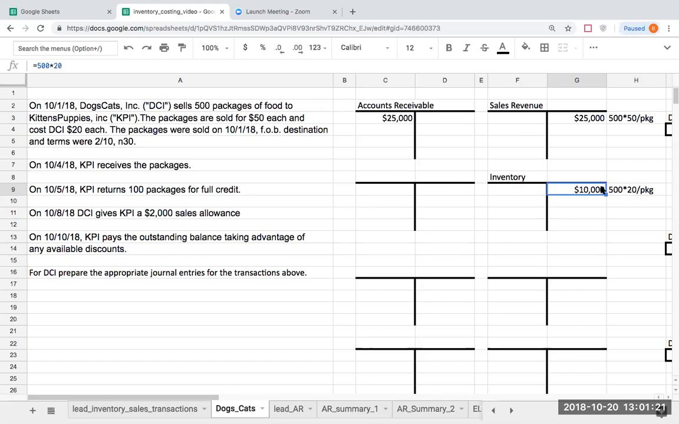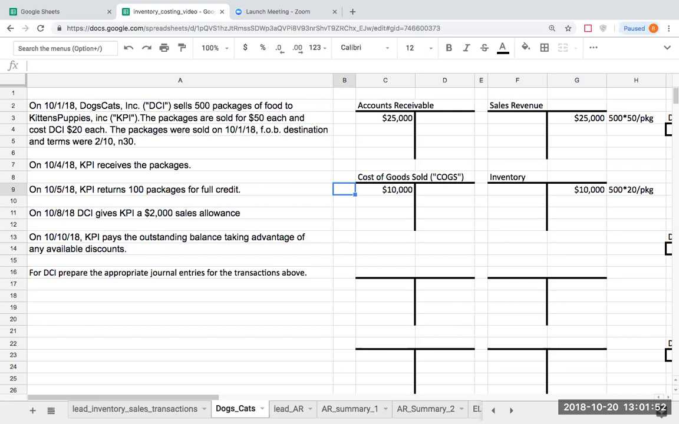In this part right here, when we go look at LIFO, FIFO, weighted average, periodic, and perpetual, those are different ways of coming up with this dollar amount, in terms of assigning it to what we call cost of goods sold. Right here we've got what we call COGS, and we're going to go ahead and debit cost of goods sold for $10,000.